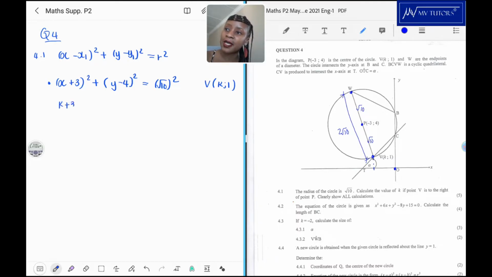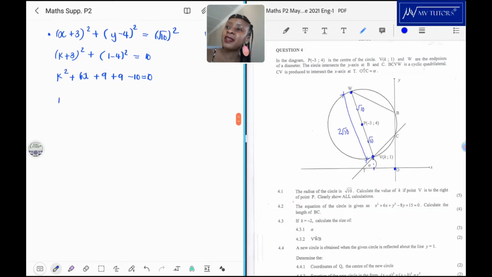So I have K plus 3 squared, and wherever I have y, I will substitute 1. So 1 minus 4, and that will simply be 10. Now I have K squared plus 6K plus 9. 1 minus 4 is minus 3, so minus 3 squared is 9. I'm going to take the 10 this side, so that's equal to 0. Then I have remaining K squared plus 6K, 18 minus 10, that will be 8.